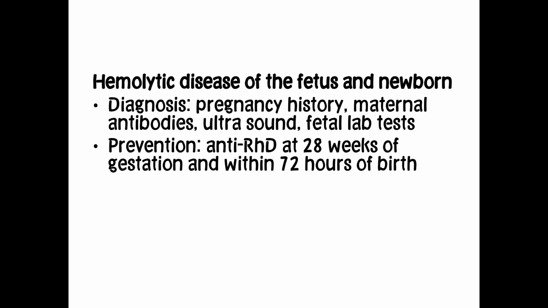In hemolytic disease of the fetus and newborn, diagnosis is through pregnancy history taking to know whether this was the first pregnancy or the second pregnancy, in order to be sure if indeed it is a hemolytic disease of the newborn. You can also assess blood chemistry and the maternal antibodies. You can do ultrasound and you can do fetal labs. Prevention is administration of anti-resus at 28 weeks of gestation and then within 72 hours after delivery.